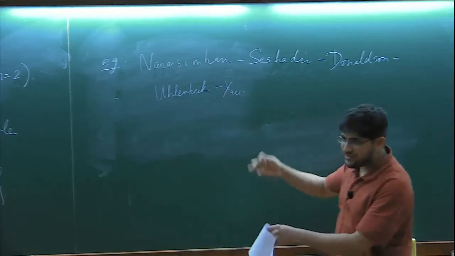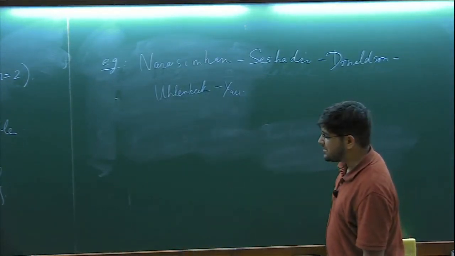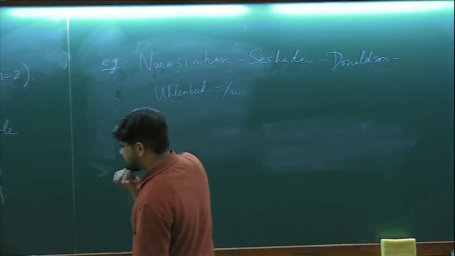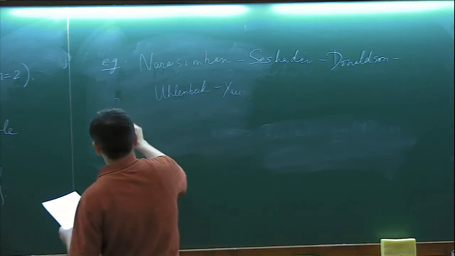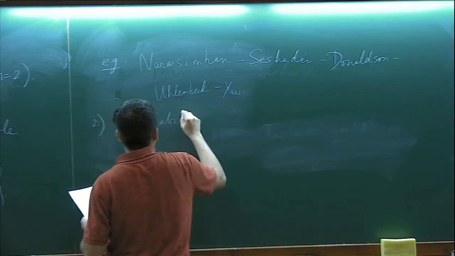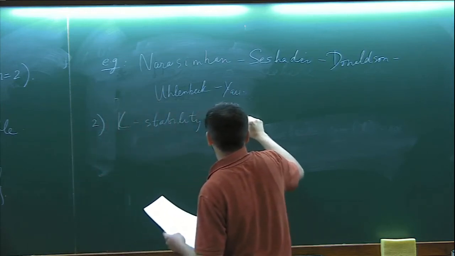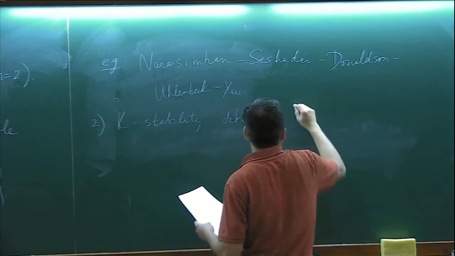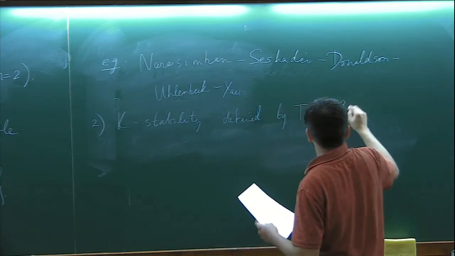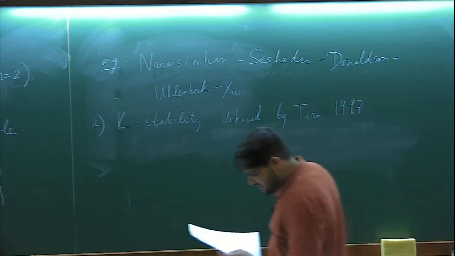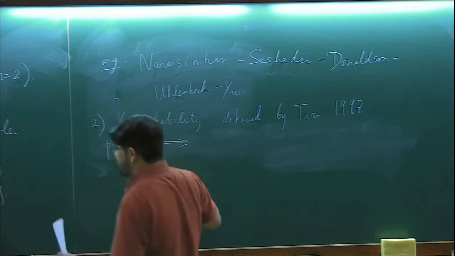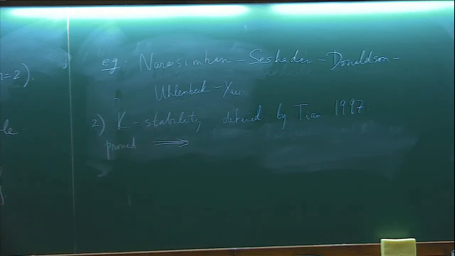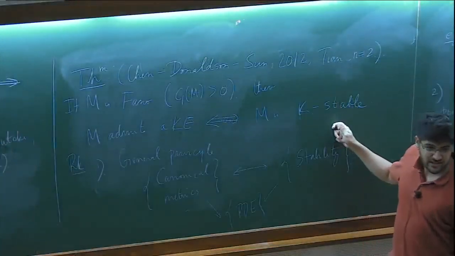And there are actually plenty of examples of this phenomenon happening again and again. So maybe I should make a couple of other remarks. As I said, K-stability was defined by Tian in his '97 paper, and he in fact proved this direction of the implication. So he showed that if M admits a KE, then a necessary condition is that M is K-stable, right?